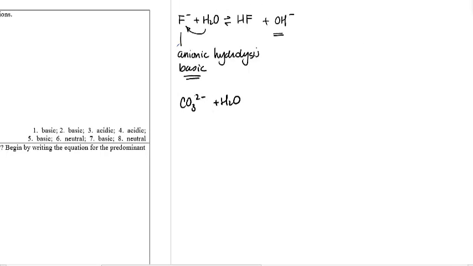This 2 minus over here is going to draw in a hydrogen ion from the water, and so you end up with HCO3 minus, and once again you produce a hydroxide ion. So as we can see, we again have an anionic hydrolysis, and we form a basic solution.